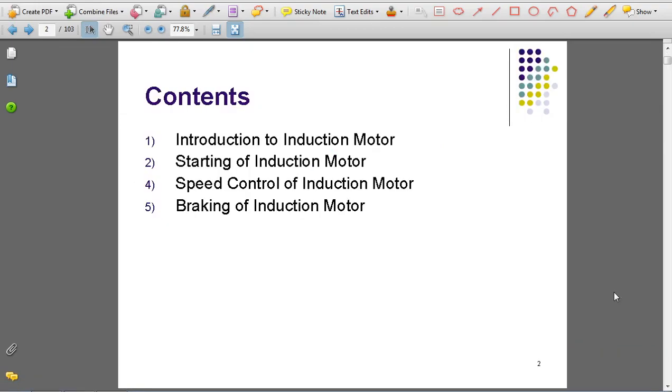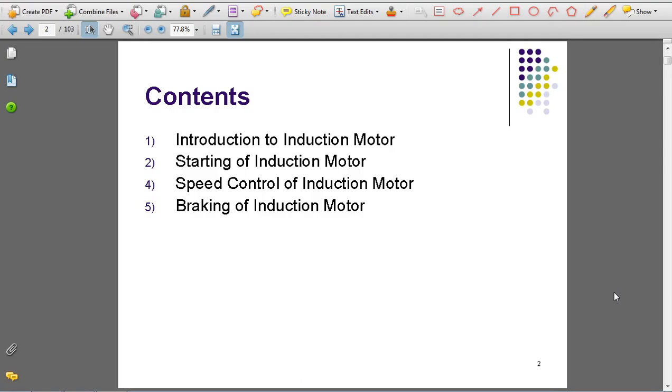So the content of this chapter is divided into 4 subtopics. First, you will learn about the introduction to the induction motor. We will do some revision on the induction motor, similar to what you have learned in the previous semester.